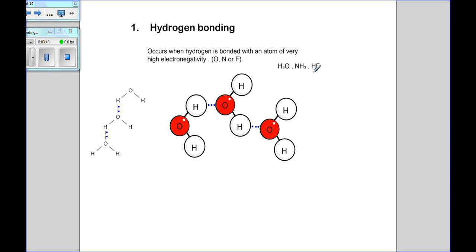And because of the intermolecular forces, it affects the physical properties of the substance. Things like boiling point, melting point, viscosity, vapor pressure. Those things we won't discuss here, but we will just be discussing the types of intermolecular forces that are found between molecules.